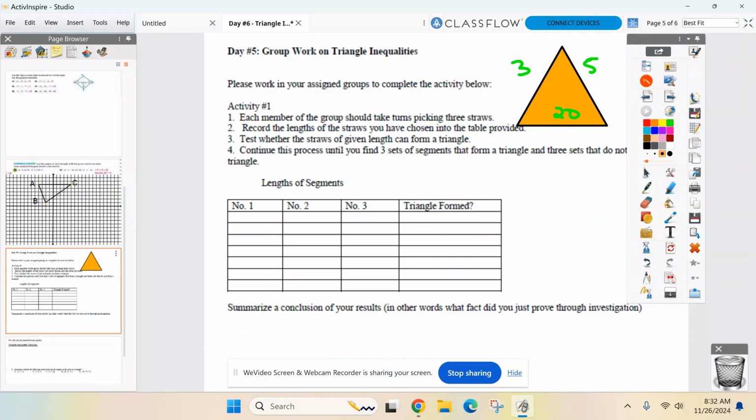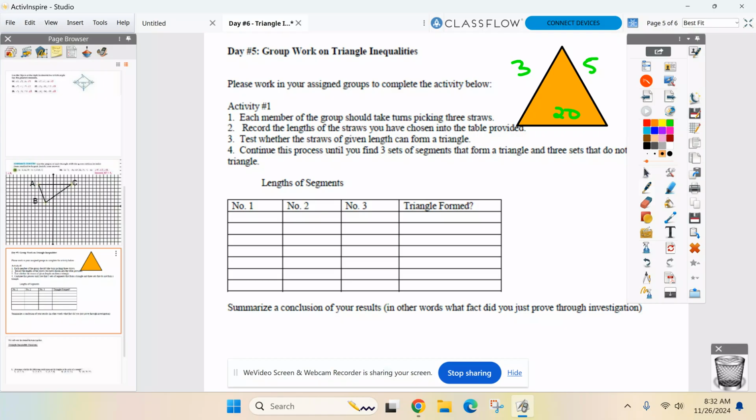The side lengths have to fit a certain rule, and that's what you're going to do in this activity today: find that rule. To form a triangle, the three sides must do blank. You're going to fill in that blank right now. So you guys are going to do a little activity here for me.